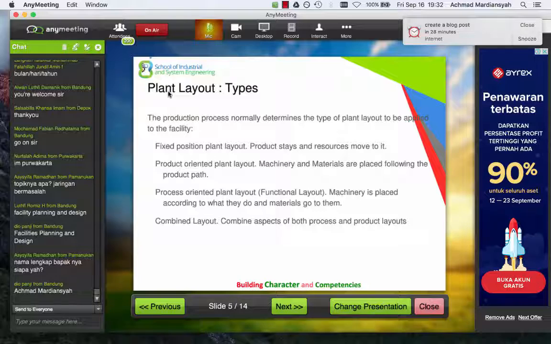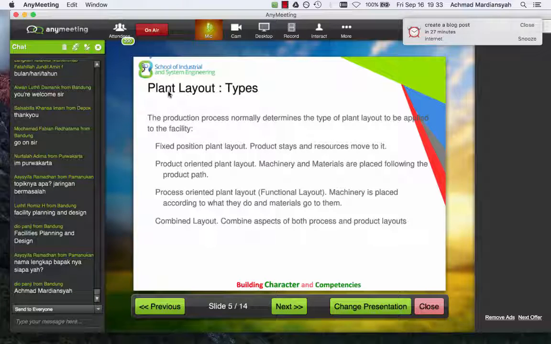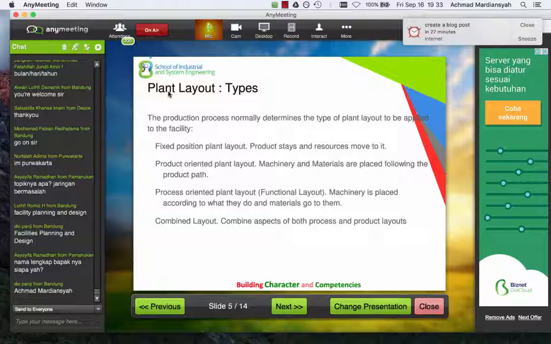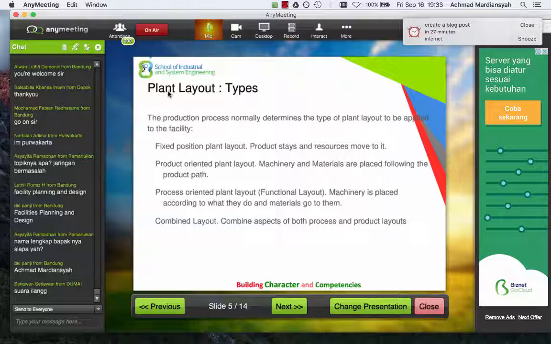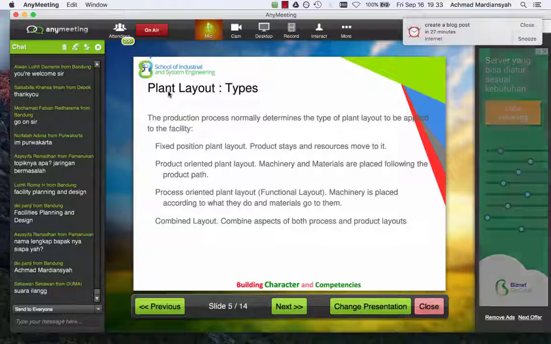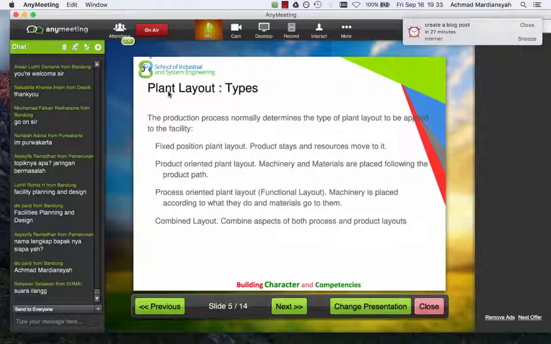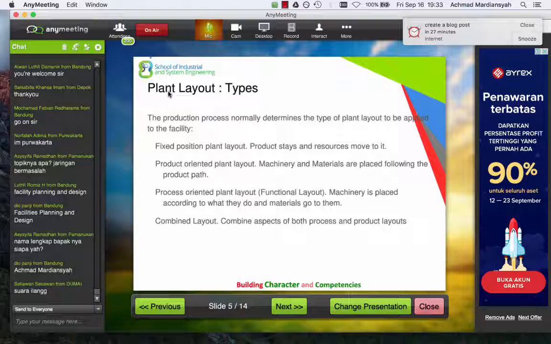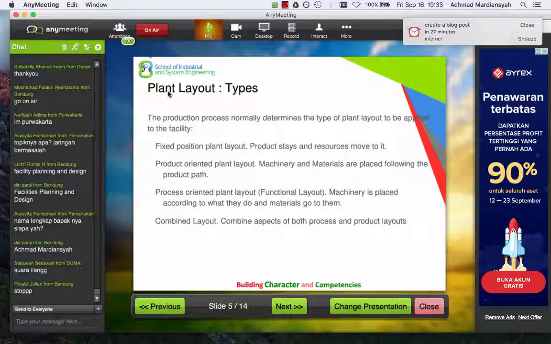Product oriented means the machinery and materials are placed following the product path. For example, last week we had a kerosene can. That one is a product oriented plant layout. The material is flowing, so at the end of the line, the product is finished. So it's product oriented.